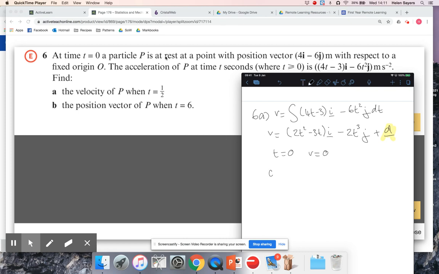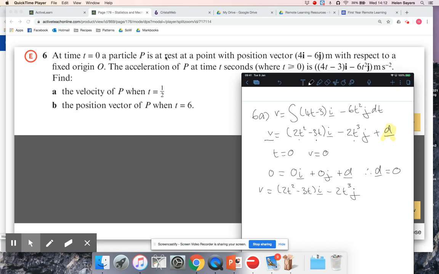Okay, but let's just sub it in. So v is 0 when t is 0. So if t is 0, that's 0 and that's 0. So put 0i, I could just put nothing. If t is 0, then 2t cubed is 0. Okay, so basically d is 0. But you do need to just show that you have considered that. Okay, so that's my full velocity vector.